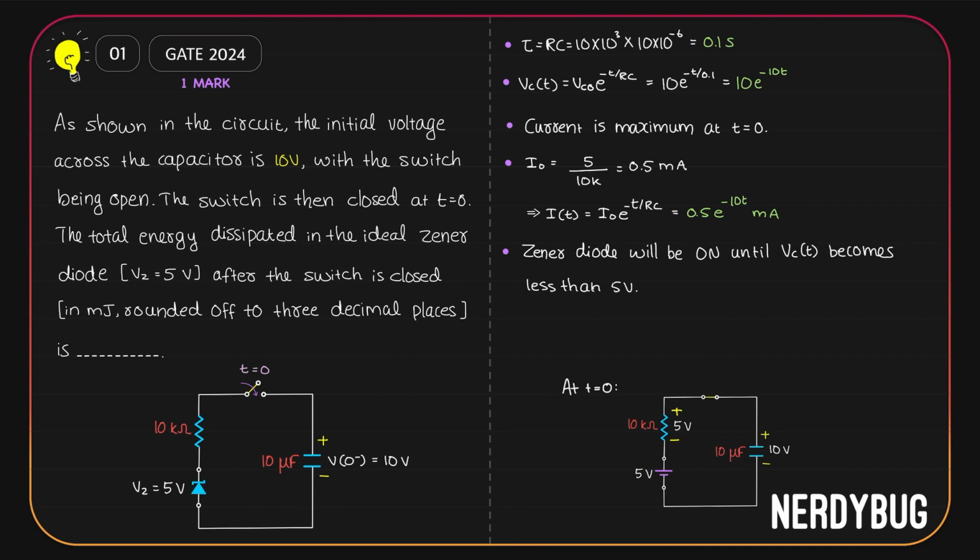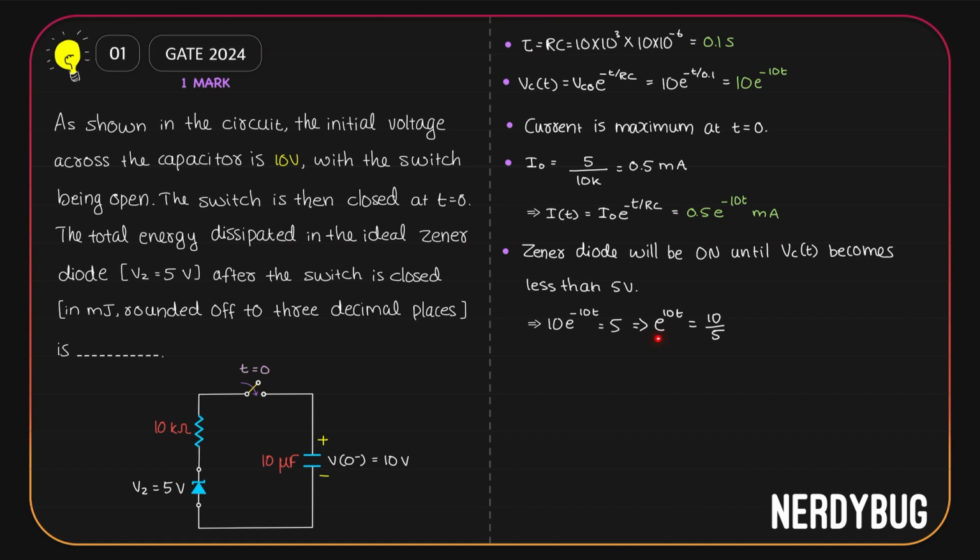That means the next thing we have to find out is the time at which the voltage across the capacitor becomes 5 volt. We already have an expression for the voltage across the capacitor. It is 10 e raised to minus 10t. We have to find out when this becomes equal to 5. So let us do that. We have 10 e to the power minus 10t is equal to 5. From this we can write e to the power plus 10t is 10 by 5, which is equal to 2.